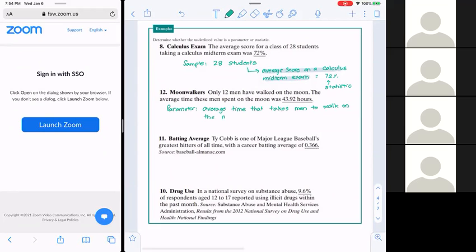Takes men to walk on the moon. And what is the sample? The sample would be the 12 men who walked on the moon. And what did the sample give us? The sample gave us a value of 43.92 hours. So that is simply the statistic.